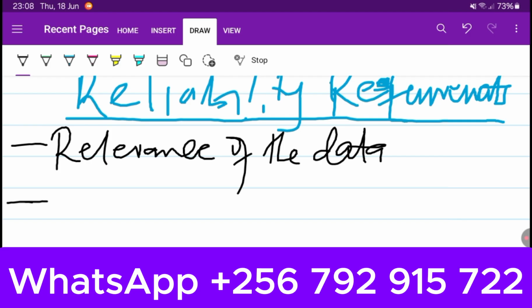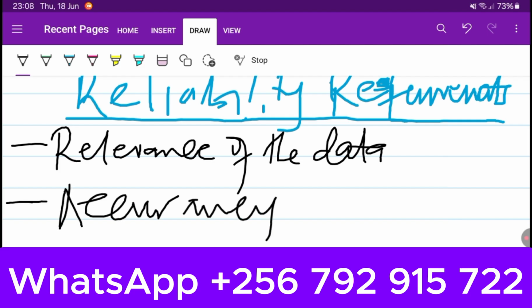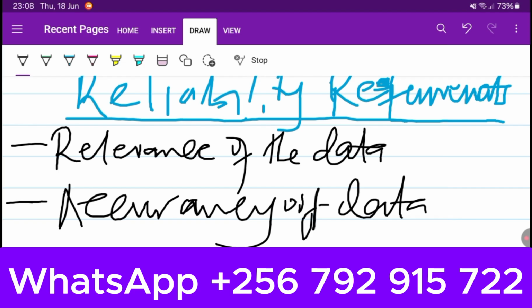Number 2, the accuracy. Accuracy of data. Of course, these are just the requirements that must be satisfied so that we can say that this data is going to be reliable. So the accuracy of the data.